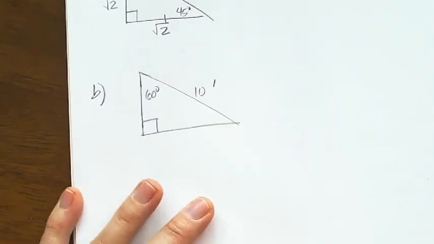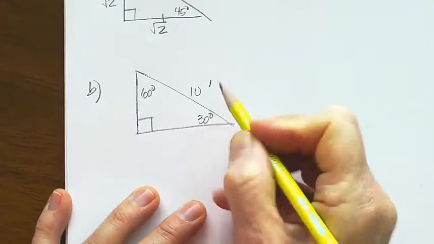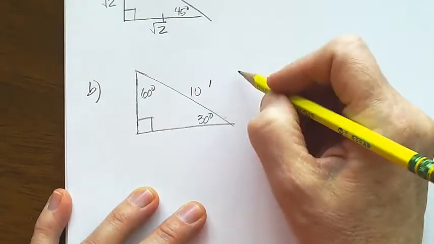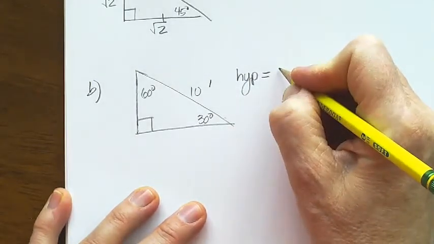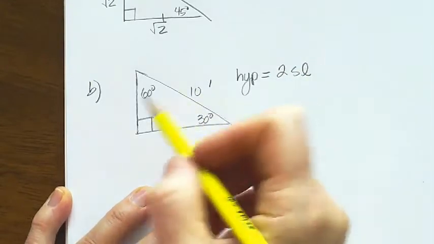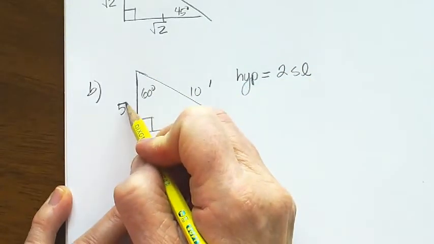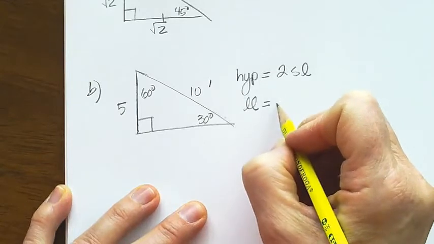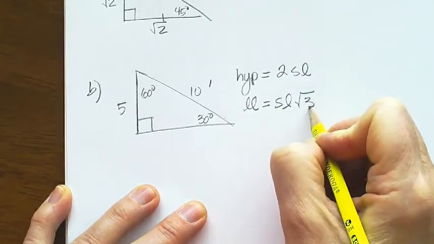Part B, we have a 30, 60, 90 triangle. It doesn't give me that this is 30, but I can figure that out. And I know that the hypotenuse is 10. In a 30, 60, 90 triangle, the hypotenuse is always double the short leg. So I know that this leg is going to be 5. And the longer leg is always the short leg times the square root of 3.